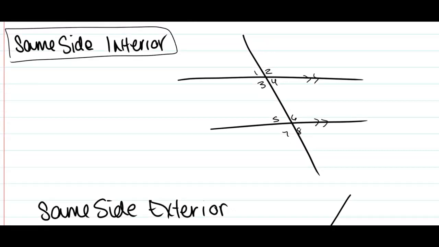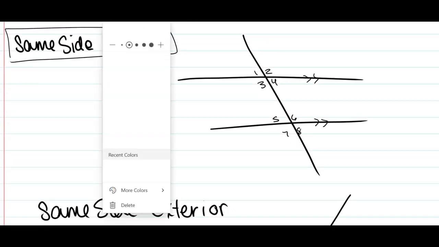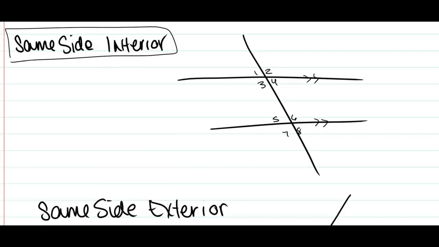Now same side is same side of the transversal, both on the inside. So if I look at angle 4, that's an angle on the inside. If there was another angle on the inside that was on the same side, we would look at angle 6. So angle 4 and angle 6 are same side interior. Then we look at angle 3 and angle 5. They're on the same side of the transversal and they're both on the interior, so they are same side interior angles.